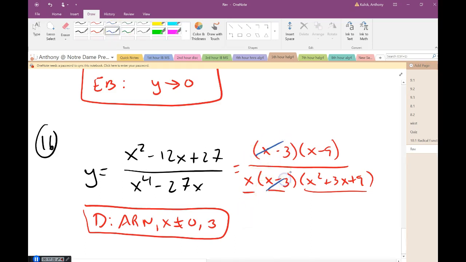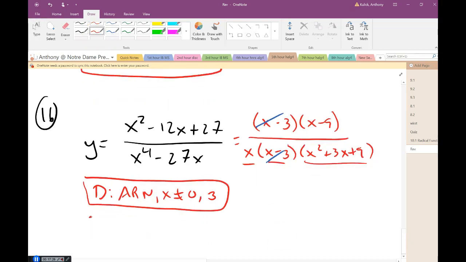Here I notice that this piece cancels out. So I have a removable discontinuity at x equals 3. And when I plug that in, I get negative 6 over, let's see, 9, 27 times 3 is something real small. Let's see, that was negative 0.0741.